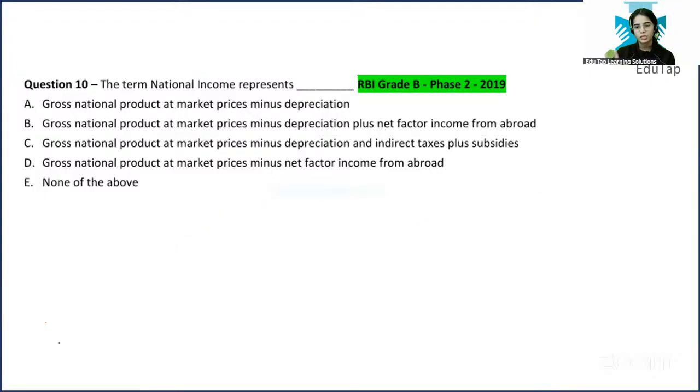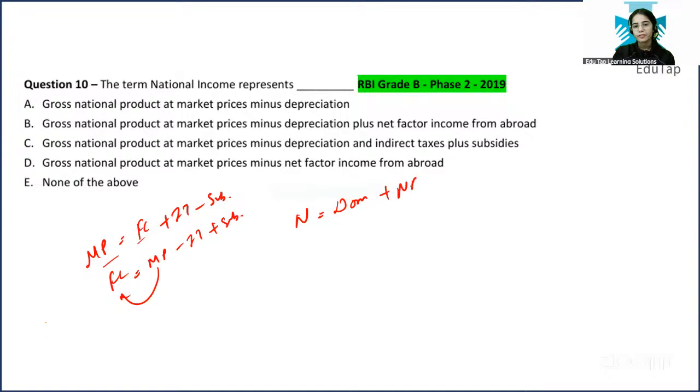See, there are 6 formulas in total. From factor cost to market price, add the indirect taxes, deduct the subsidies. From market price to factor cost, if you are going from market to factory, deduct the indirect taxes, add the subsidies. If you are going from domestic to national, add the net factor income from abroad. If you are going from national to domestic, deduct the net factor income from abroad. If you are going from gross to net, deduct depreciation. If you are going from net to gross, add depreciation.